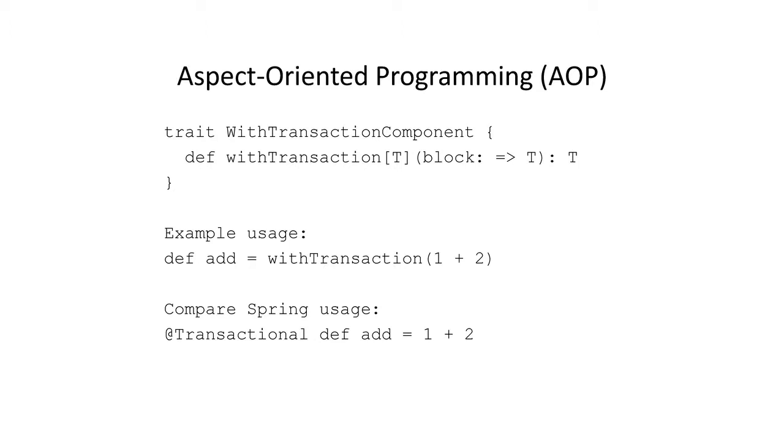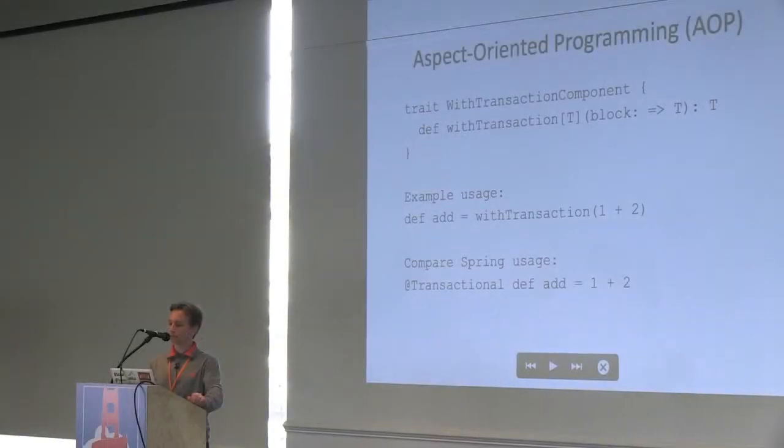And, oh yeah, AOP. So this is kind of extending the with notion. So I've got a with transaction component, so obviously I need a with transaction in there that I'm injecting. In this case, it's similar to the session scope, except it's a block of code, just executing some block of code within this with transaction. This is a bit like a DSL for transaction, but in a cake pattern style.